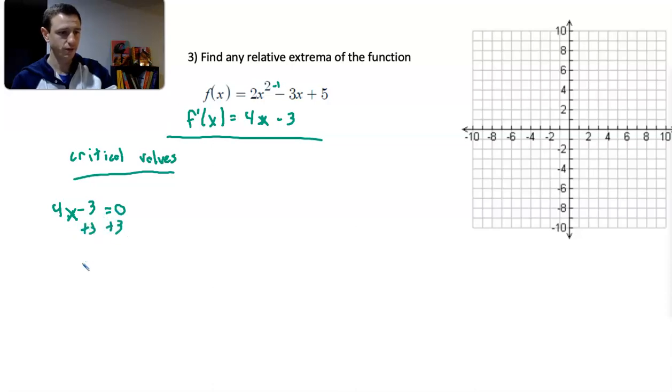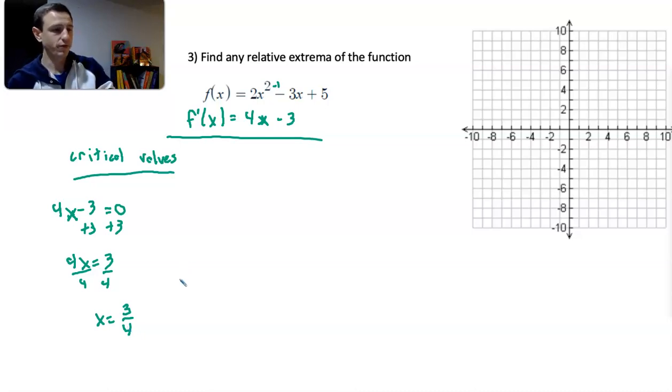Solve for x. So 4x equals 3. Divide by 4. So x equals 3 over 4. What that means then is that at the x value of 3 over 4, we have a horizontal tangent. It's flattening out at that spot.